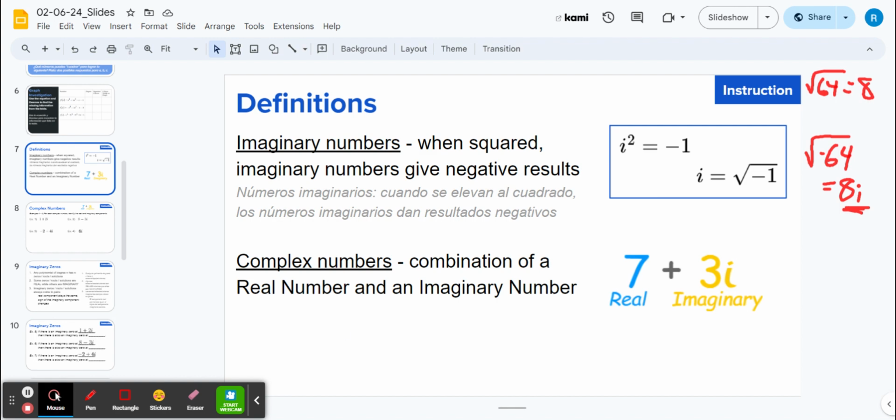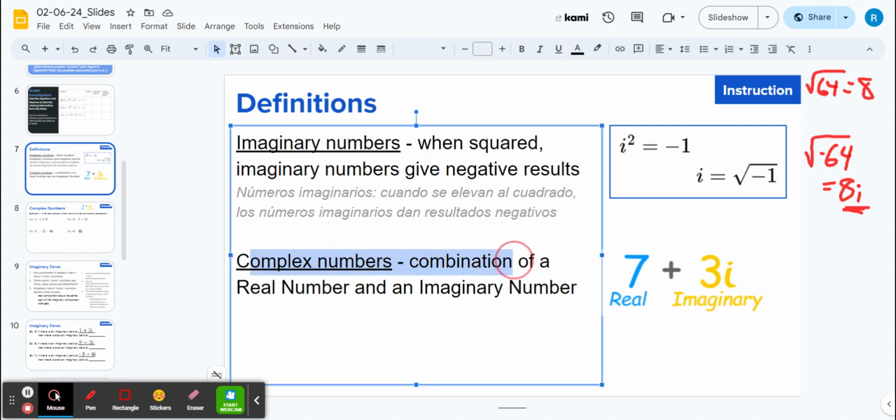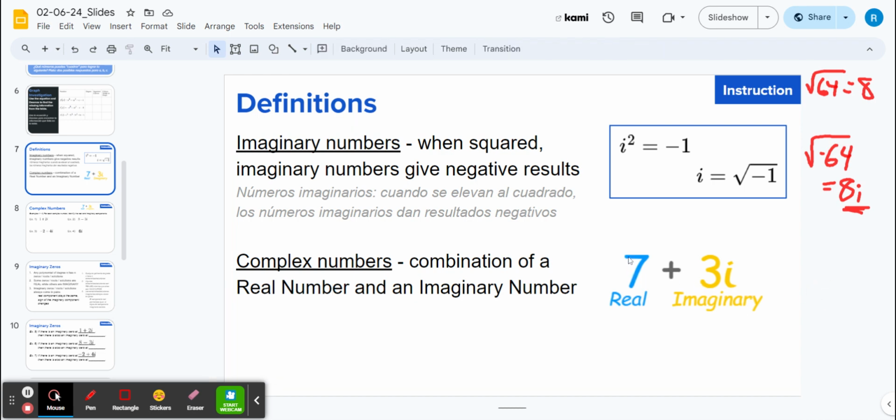So these will often show up as complex numbers, where it's some combination of real and imaginary. Notice this example here. We have a normal 7 plus some imaginary number 3, and we can tell it's imaginary based on that i that's with it. That tells us it's imaginary. So complex numbers are always going to have a real component and an imaginary component.